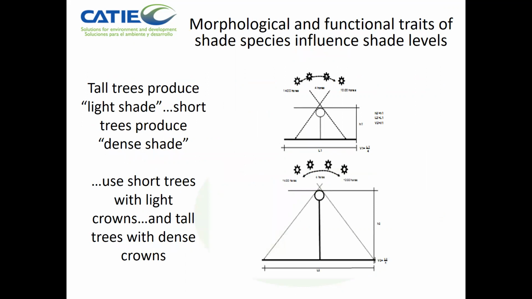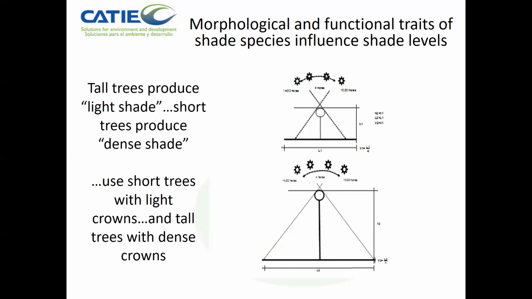Tree heights are very important. Normally, when you talk to farmers, they will say, I have this short tree, it has a very dense shade. And if the tree is taller, then the shade is lighter. In reality, what changes is the speed of the movement of the shade over the ground. When you have a small shade tree, like in the upper figure, and you measure the length of the path of the shade during the day on the ground, you come to one distance.